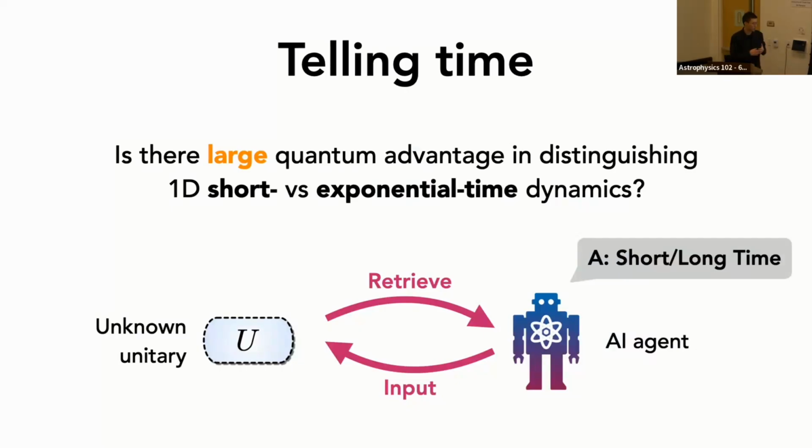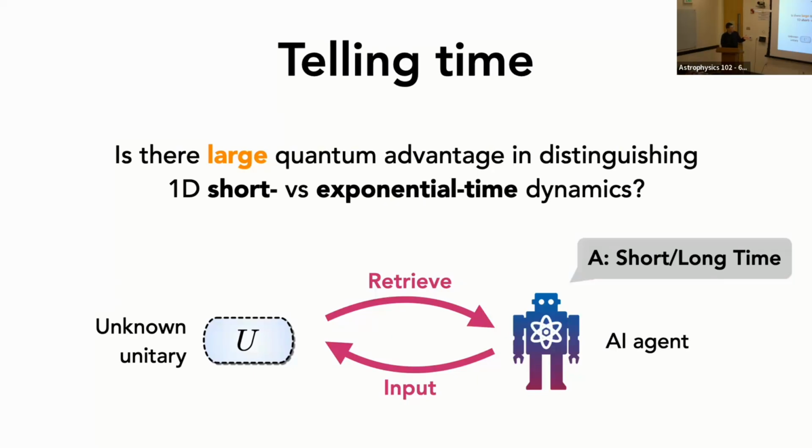The AI agent is able to access this unitary by evolving under it. It can prepare some initial state, evolve under it, and then retrieve it. A classical agent can only input and retrieve classical information, but a quantum AI agent can put in some input state that is entangled with itself and retrieve the output state completely coherently and do further processing. And we can ask this question.